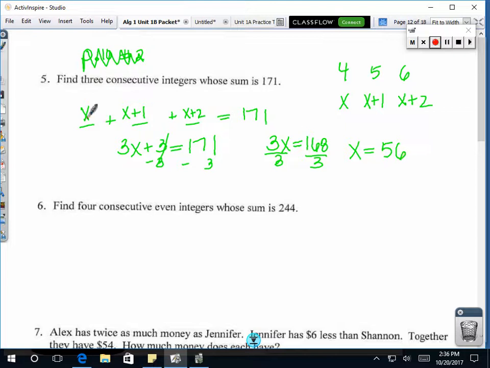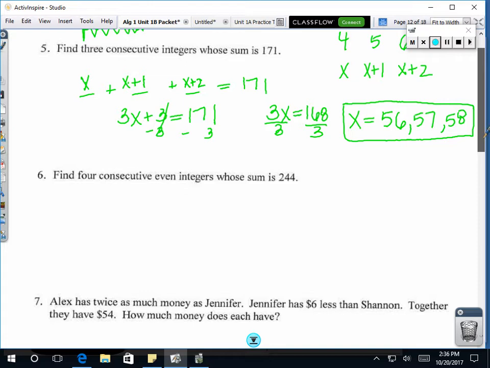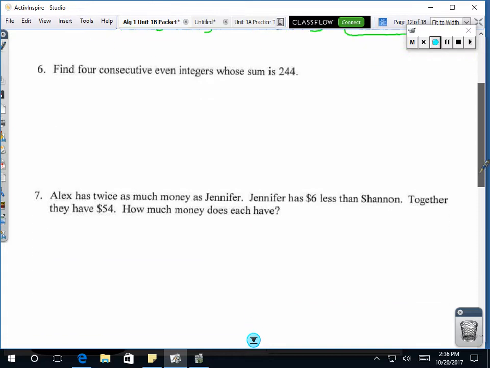So if your x is 56, your next number is 56 plus 1, which is 57. And your next number is 56 plus 2, which is 58. And those add up to 171. They are integers and they're consecutive. Okay, now let's look at number 6.